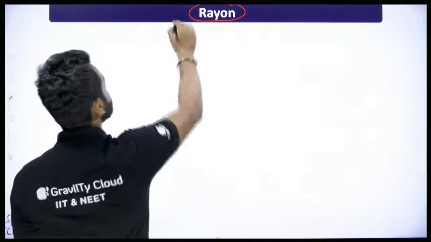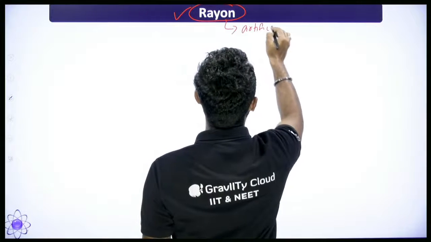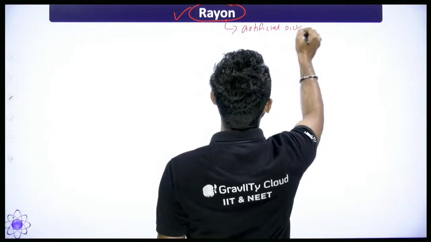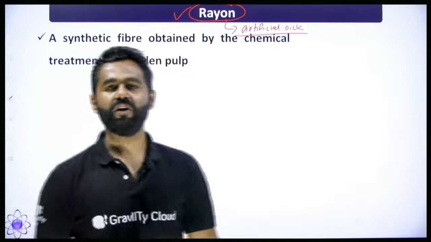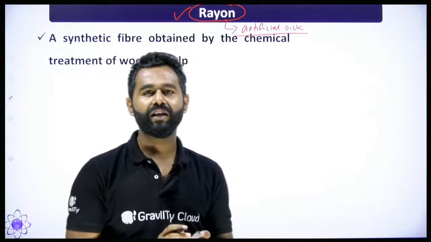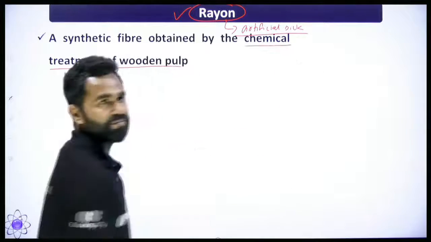And if not everyone can afford silk, then how can we manage to wear clothes made up of silk? The answer to the question is rayon. Rayon is also called artificial silk. Simple. How do we prepare the rayon? We prepare the rayon by doing the chemical treatment of wooden pulp.